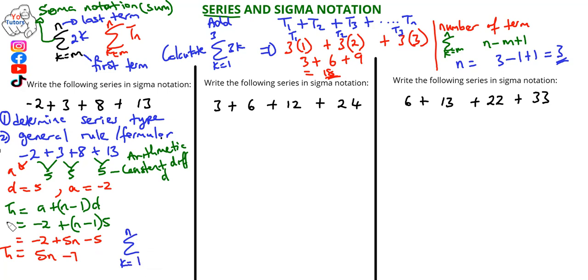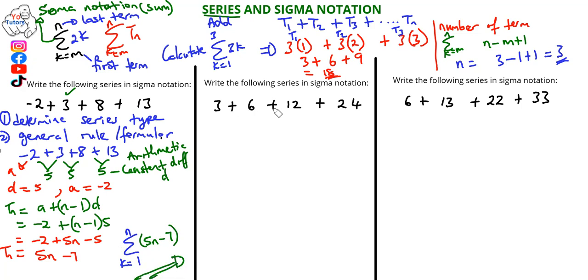Then we're going to have our formula, which we must put in brackets, 5n minus 7, like that. So if you put 1 there, 5 minus 7, you're going to get negative 2. If you put 2, 5 times 2 is 10 minus 7, which gives us 3, which is the 3 that we have here. So this is how you present it as a sigma notation.